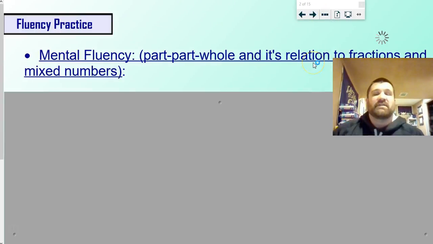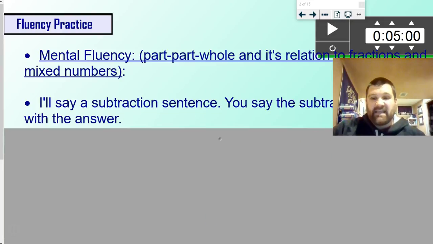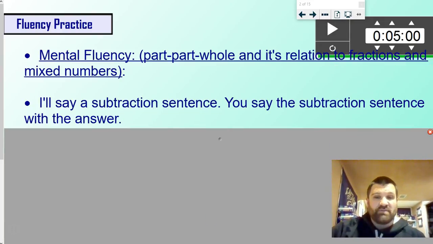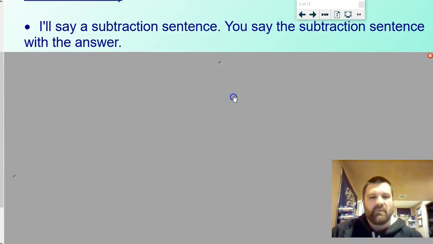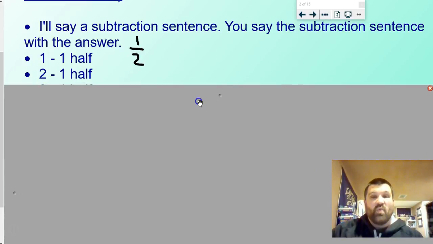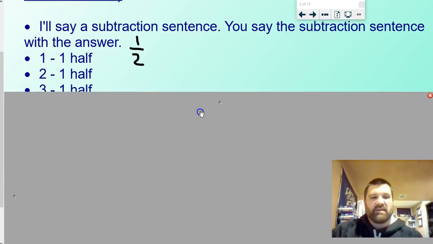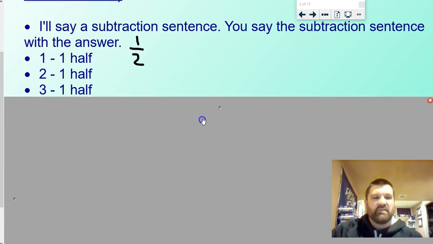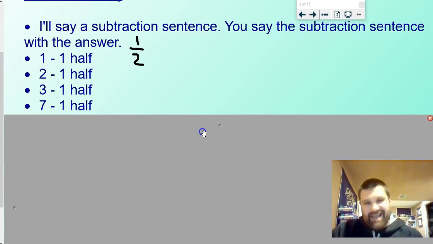Okay, so let's look at mental fluency. It's part minus two fractions and mixed numbers. I'm going to say a subtraction sentence, and I want you to think in your head the subtraction sentence with the answer. You don't have to say it or talk. So 1 minus 1/2 is a half, right? 2 minus 1/2 is 1.5. 3 minus 1/2 is 2.5. 7 minus 1/2 is 6.5.